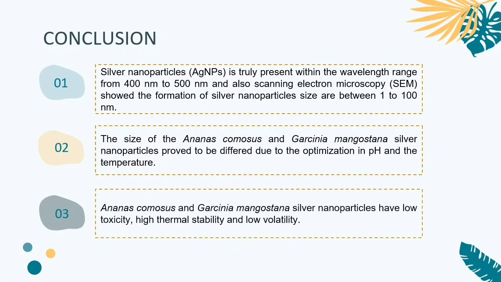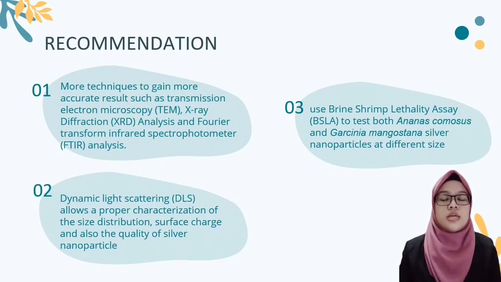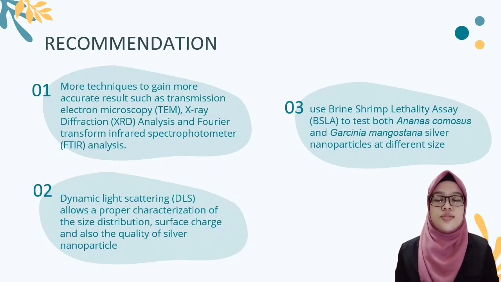In conclusion, their silver nanoparticles have low toxicity, high thermal stability, and low volatility. It is recommended that more techniques used in the characterization of silver nanoparticles to gain more accurate results, such as transmission electron microscopy (TEM), X-ray diffraction analysis, and also FTIR analysis. And lastly, it is very recommended to use the brine shrimp lethality assay to test Ananas comosus and Garcinia mangostana silver nanoparticles at different sizes.